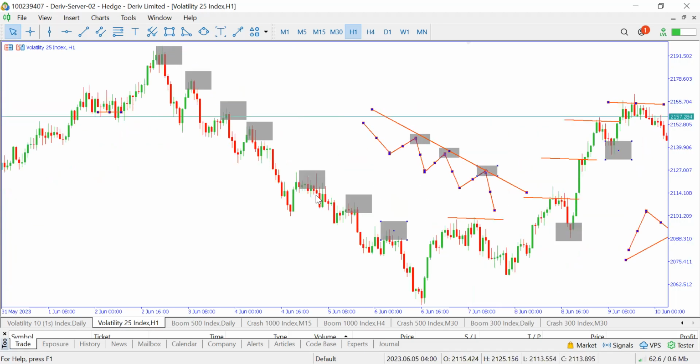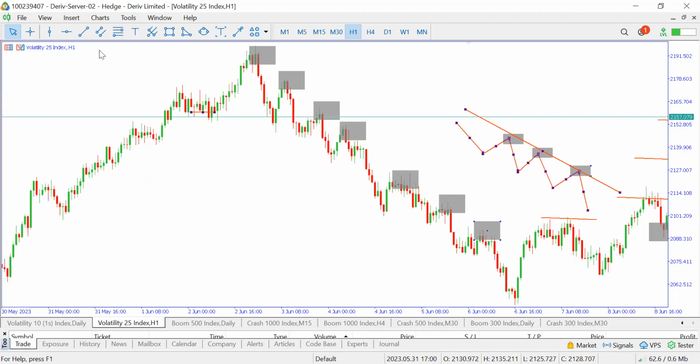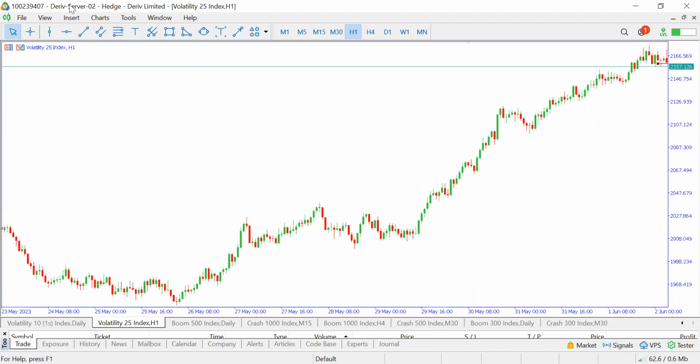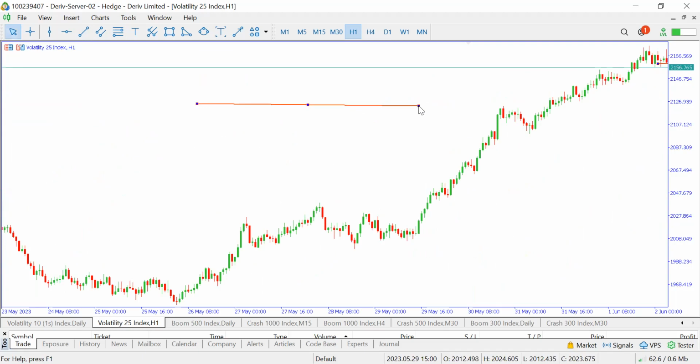Now I know somebody will be asking, so what of when the market is not in an uptrend or a downtrend? If it's a consolidating market. Now I think I've talked about that in my previous video. A consolidating market is a market that moves between support and resistance. So if this is the resistance, this is the support, a consolidating market moves between support and resistance.